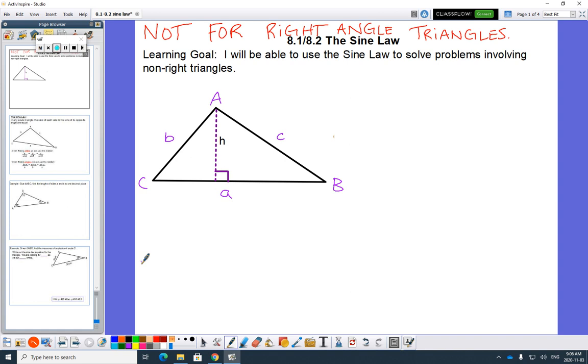Just no right angle. So when you force a triangle to have a right angle by drawing the altitude, then on this slide we're going to derive the sine law. So we'll do B and C. If we want to look at angle B, we'll do the two bottom ones, okay? So I'm going to do B. So this side to B is the opposite.